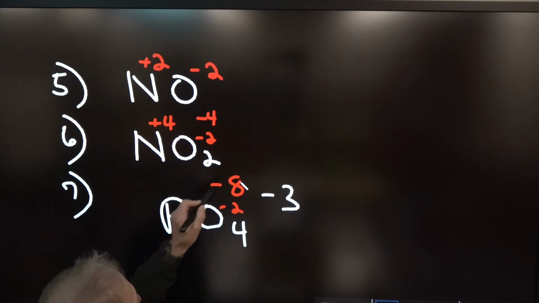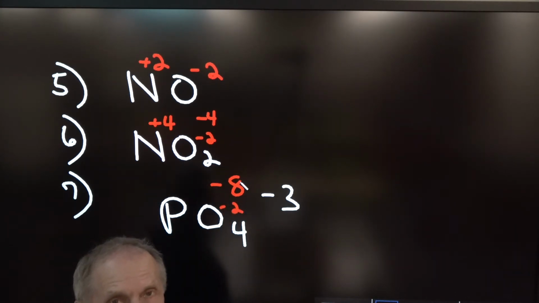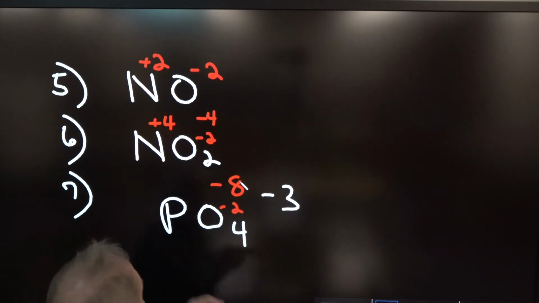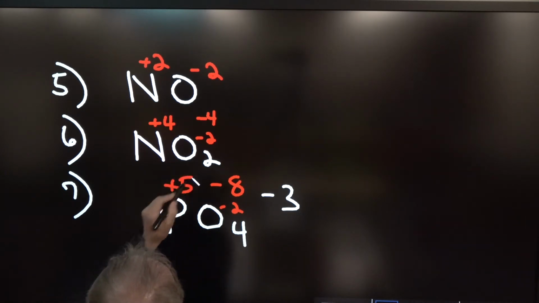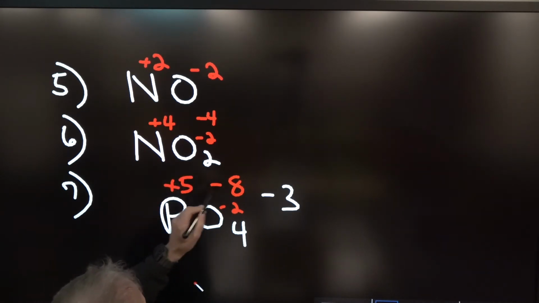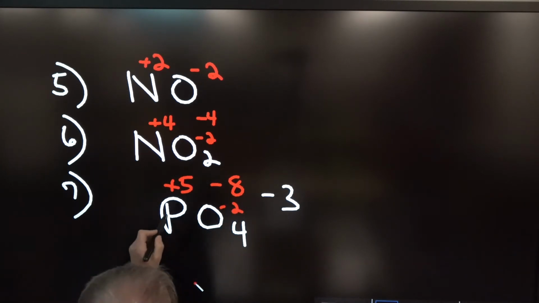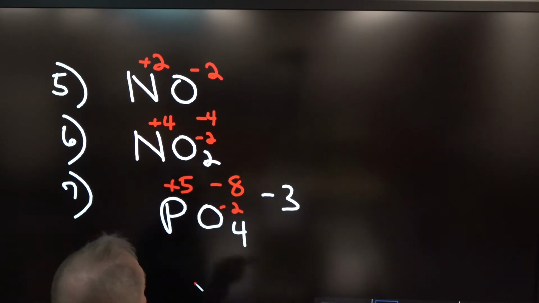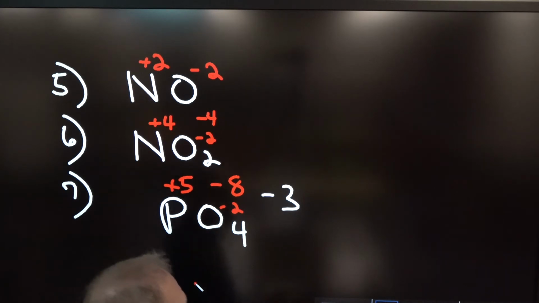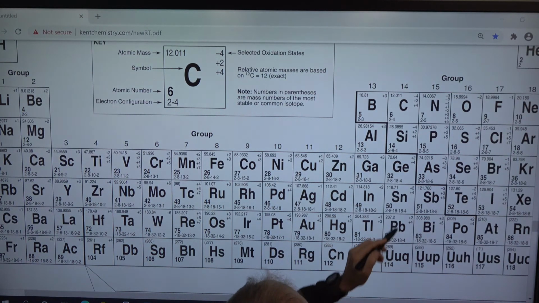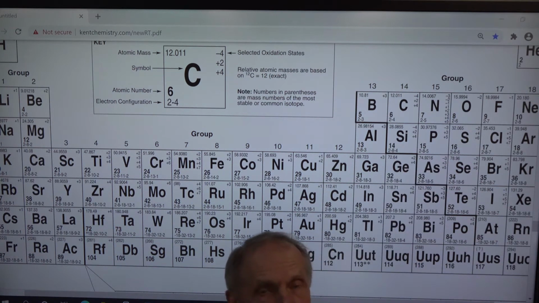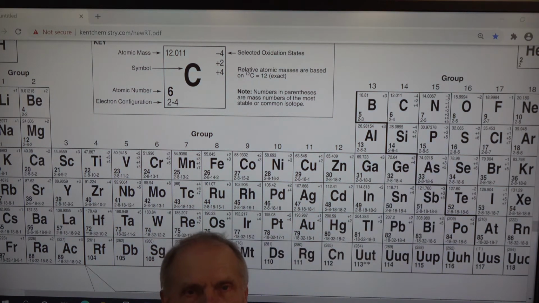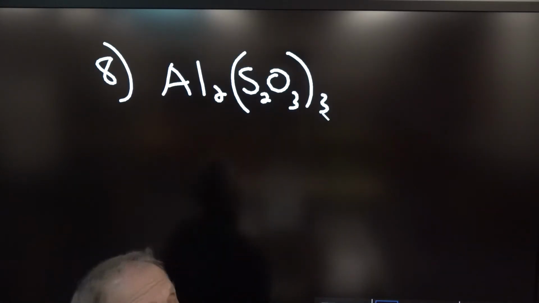4 times minus 2 is minus 8. So what plus a minus 8 will give us a minus 3? Well, it's going to be a plus 5. So plus 5 and a minus 8 will give us a minus 3. But we better make sure that phosphorus has a plus 5. So there's phosphorus and there's the plus 5. So we're good on that. So don't forget, polyatomic ions have to equal whatever their charge says it has to equal.